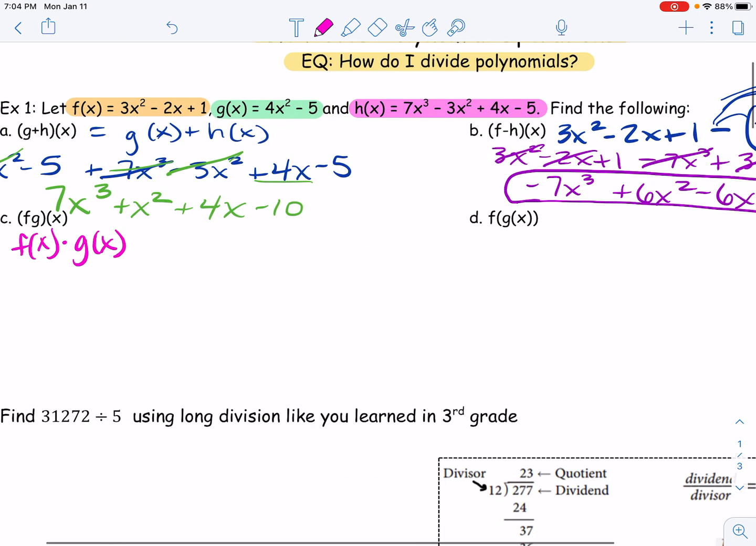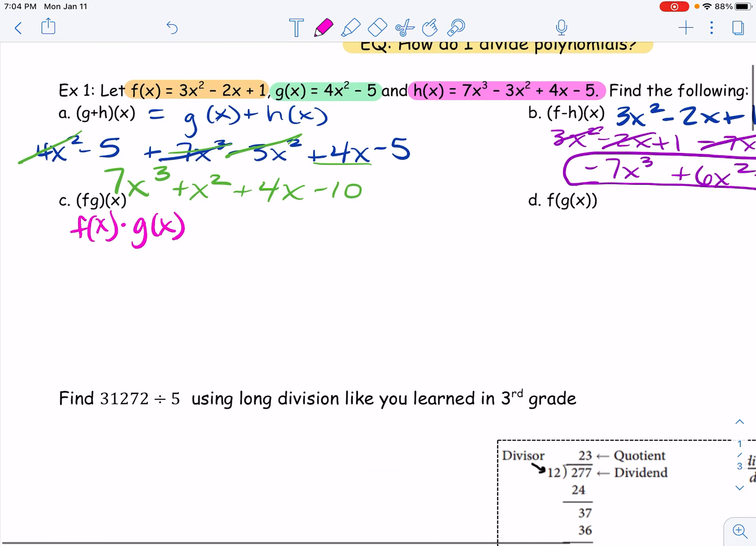A lot of y'all messed that up last time, so please be careful here. Look at the difference of the notation. Okay, so f of x is 3x squared minus 2x plus 1.